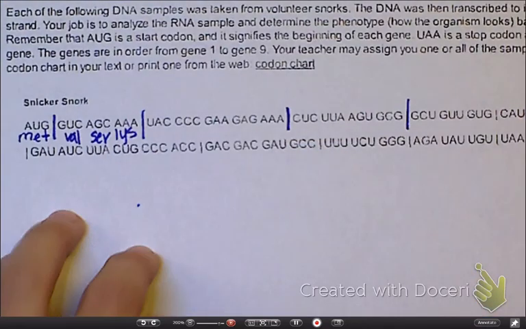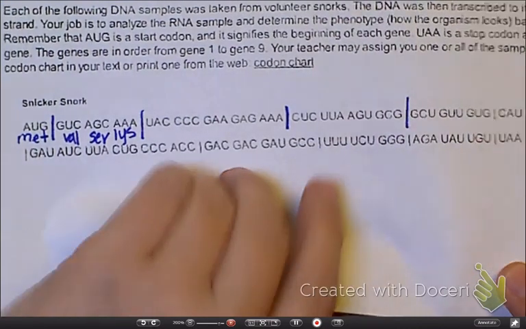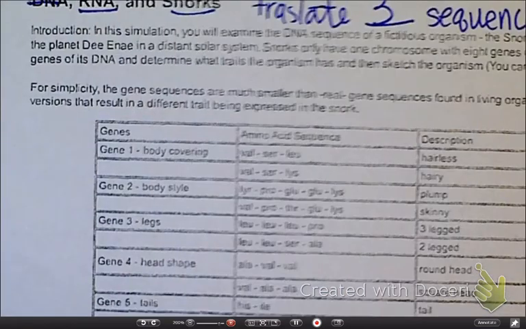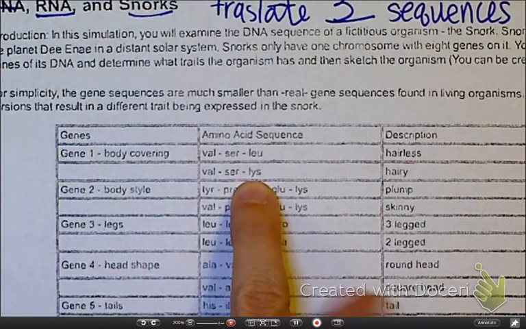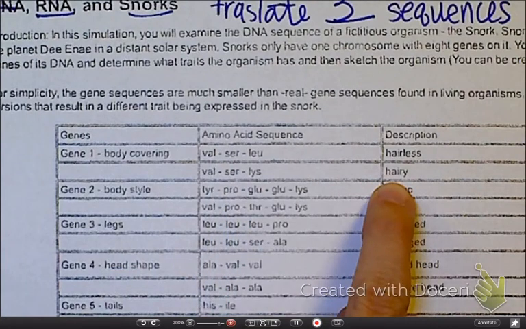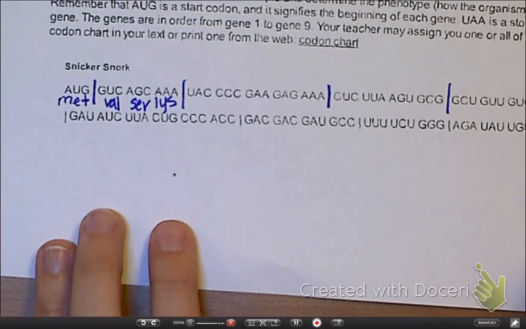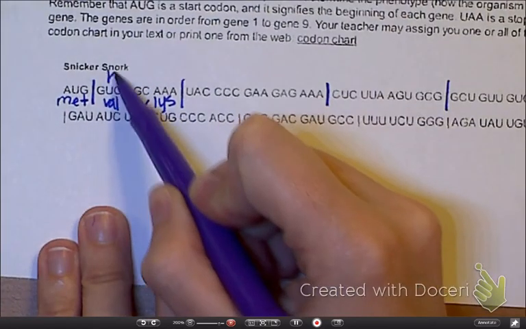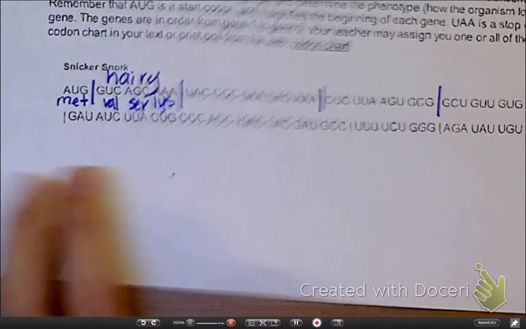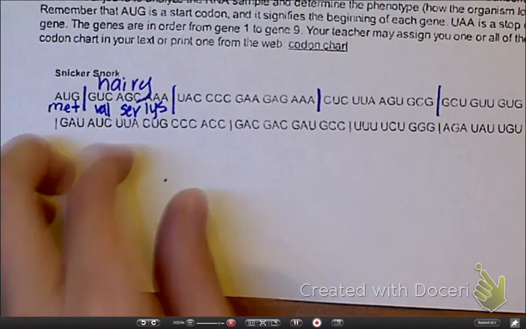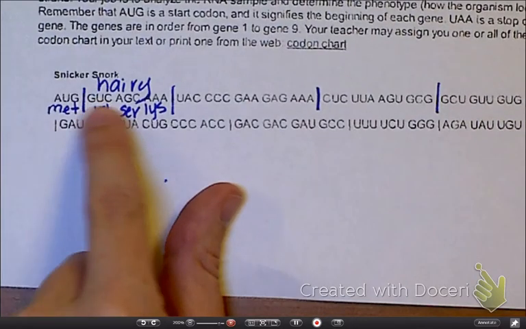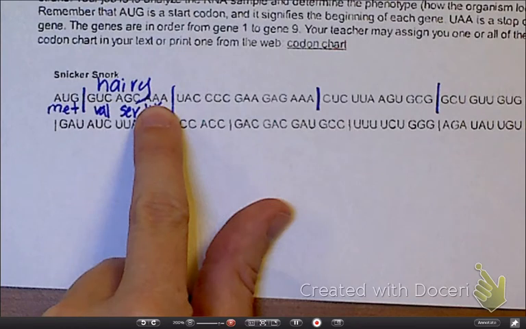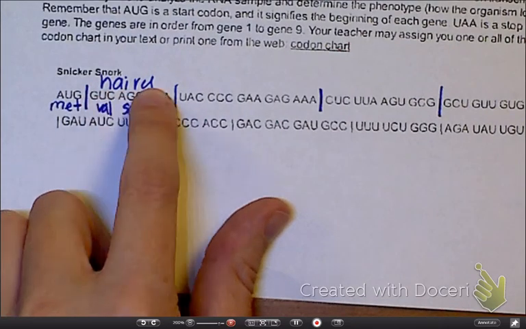Now when we're done translating everything, we're going to go back up to our table up here, and we're going to find val, ser, lys for gene 1. We know that meant we were going to have a hairy snork, so back down here, when we're done writing this, we can write at the top of that, hairy. You could write it down here in this space too if it helps you. I just need to see that you have your 3 translations and what each of those codes for.